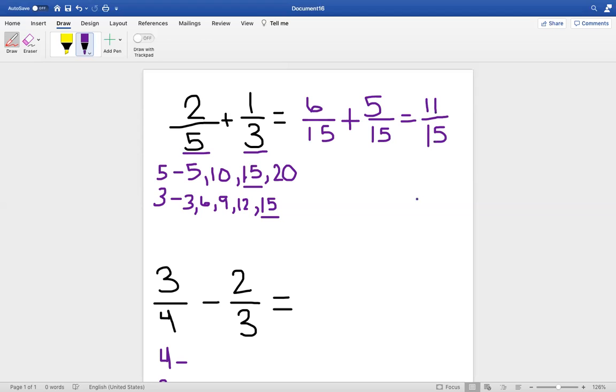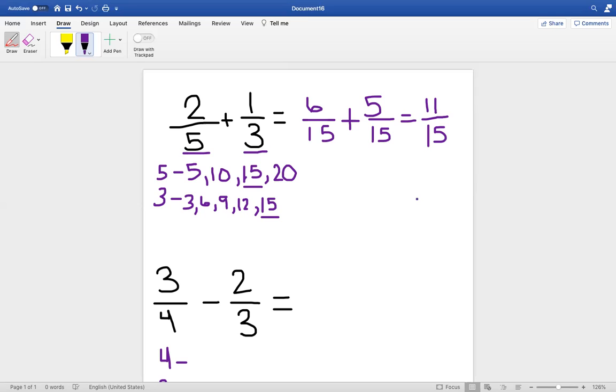And then I check and see, are there any factors that 11 and 15 share? Those are numbers that can be multiplied together to give me 11. The factors of 11 are 1 and 11. So I can say 1 would give me the same fraction, right? 11 divided by 1 would be 11, and 15 divided by 1 would be 15.